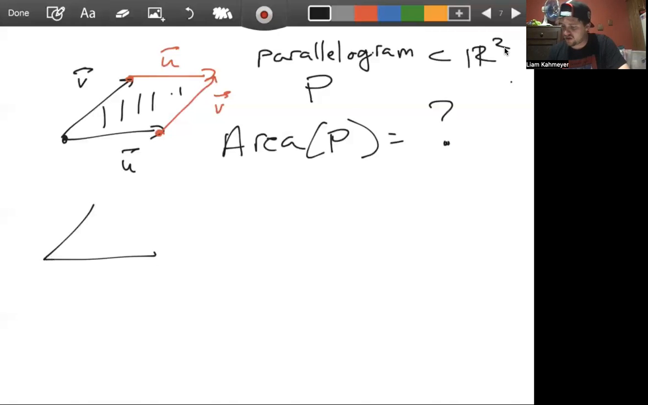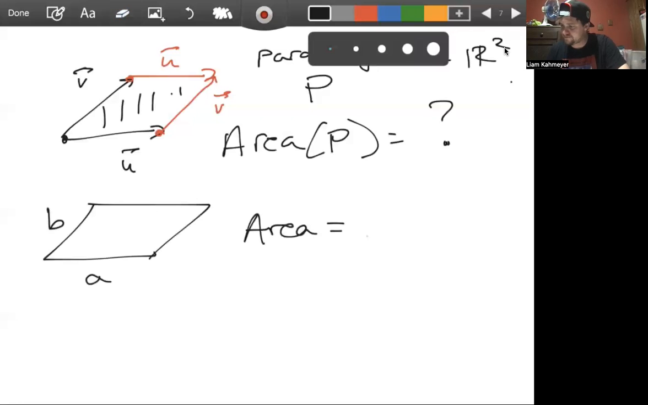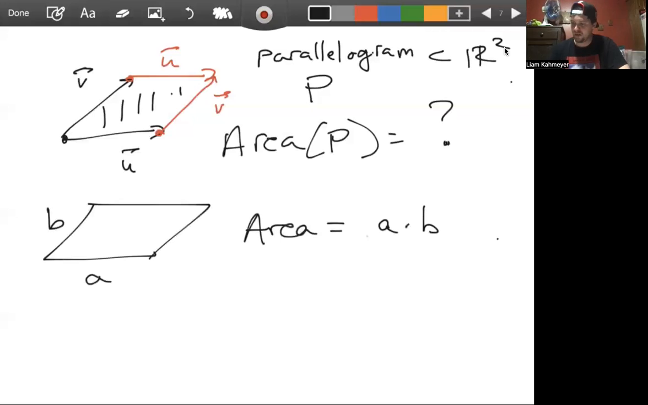Well, the area in general of a parallelogram with base length A, side length B is just AB, right? Excuse me, AB sine theta, where theta is this angle here. And so if we have that the sides of this parallelogram are actually vectors, well, then we can understand the side lengths as the magnitude of these vectors.